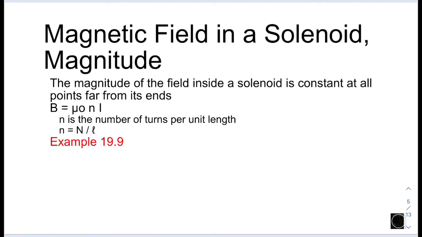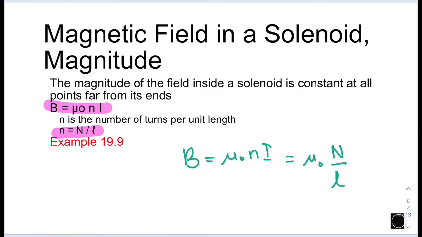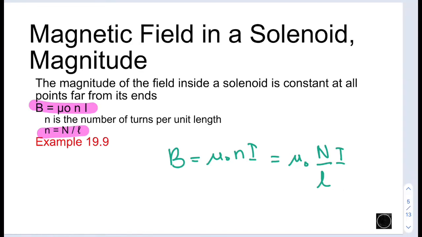So B is equivalent to mu naught n I. Small n here is the number of turns per unit length. If, let's say, you want to rearrange it, B is equivalent to mu naught n I, or mu naught N over L times I. So you may do example 19.9 with its exercise. Take it as your task or homework.